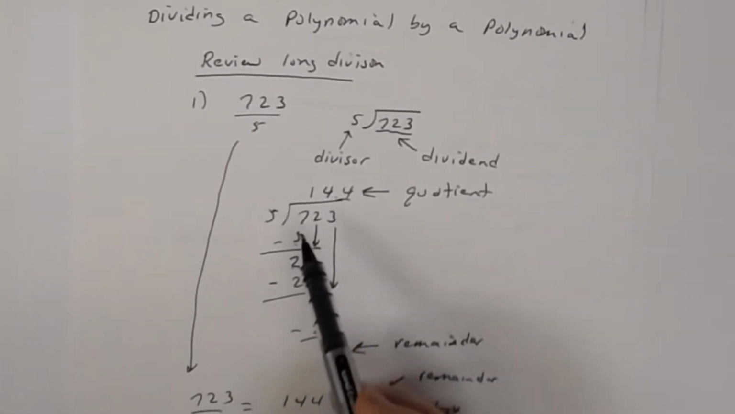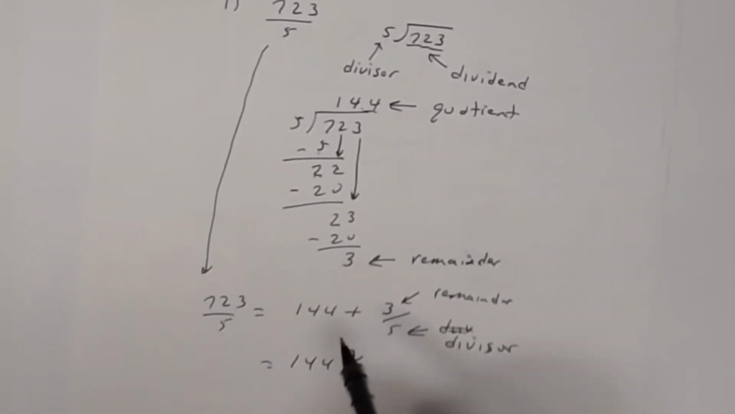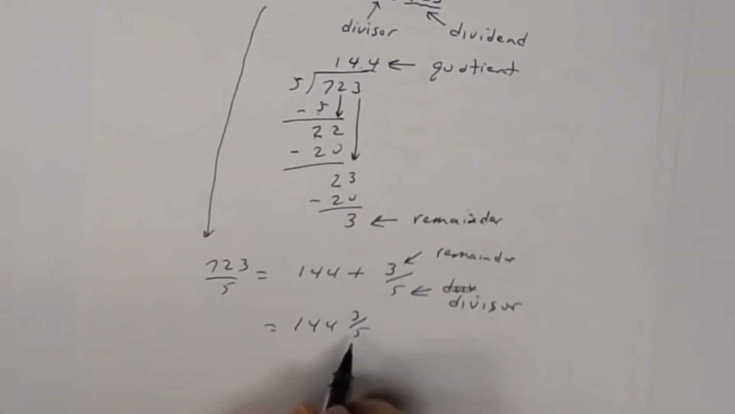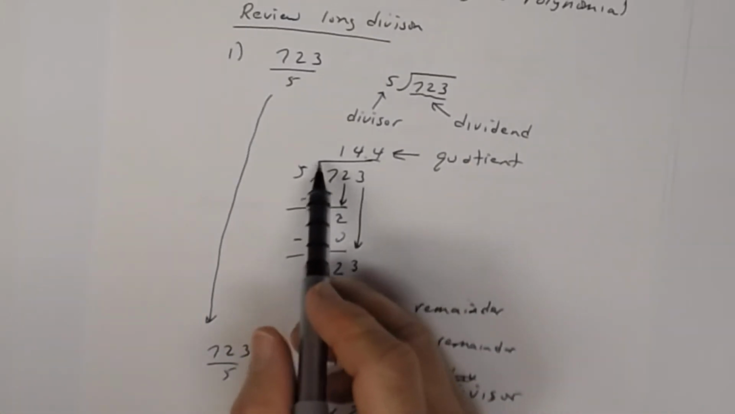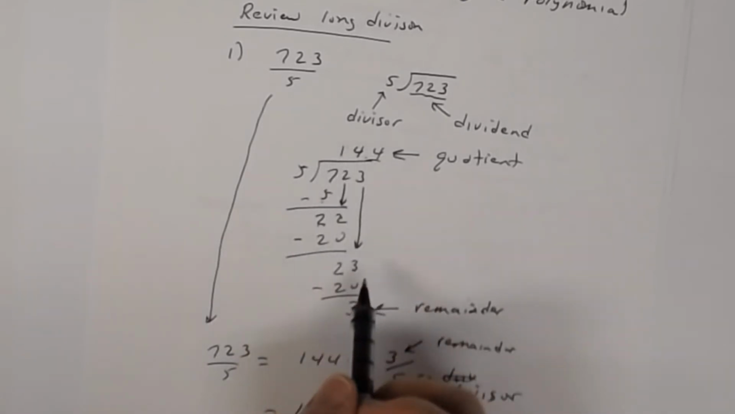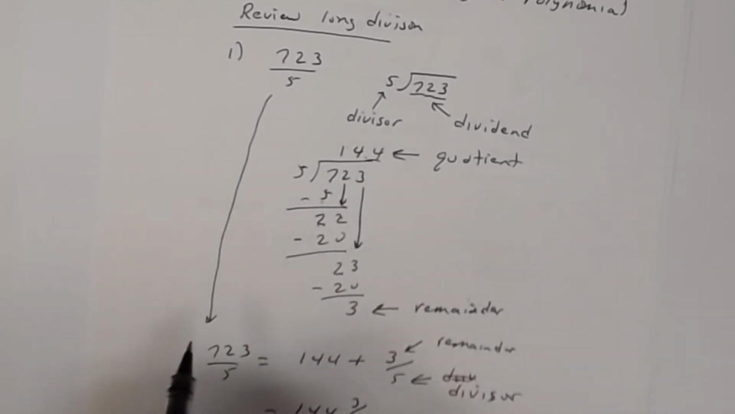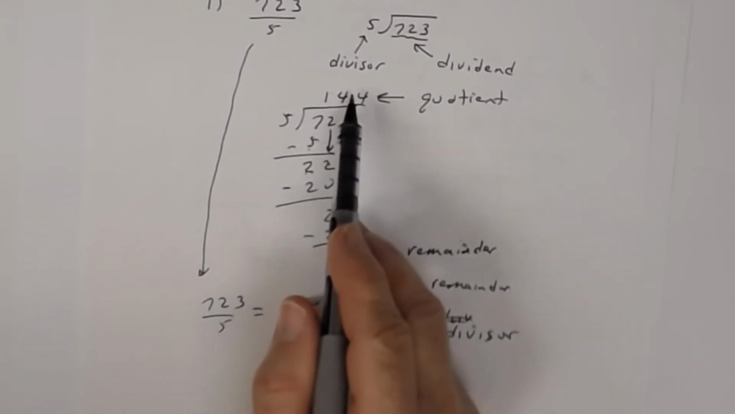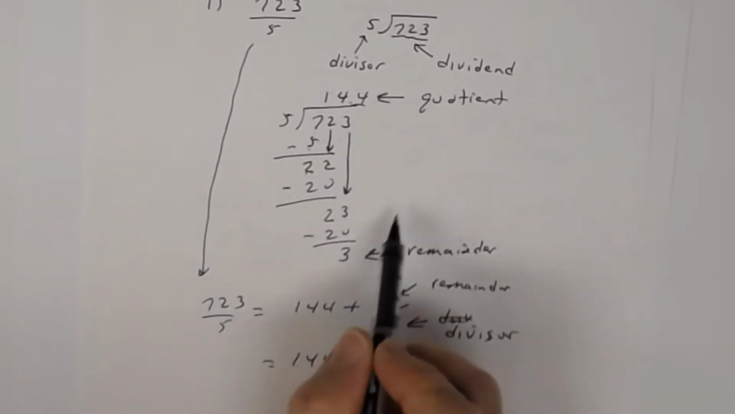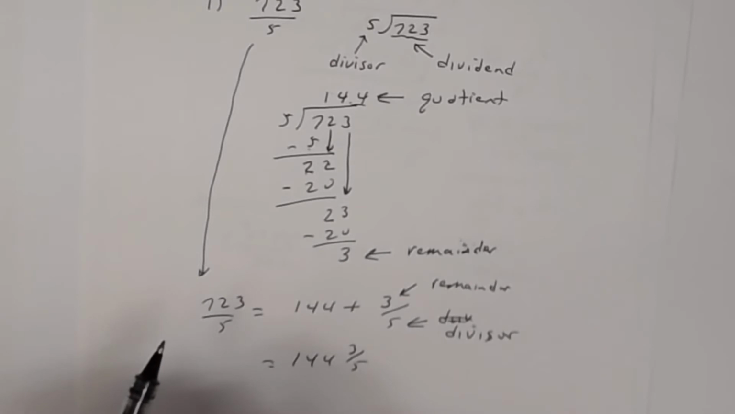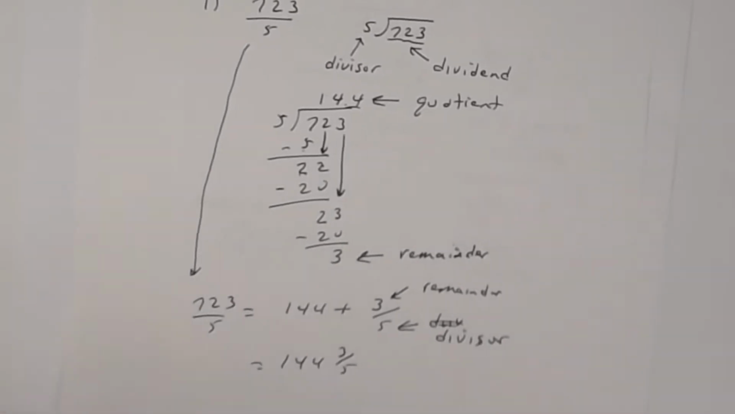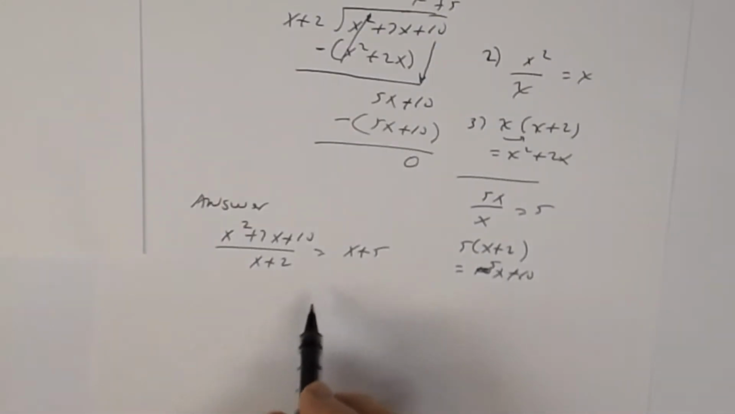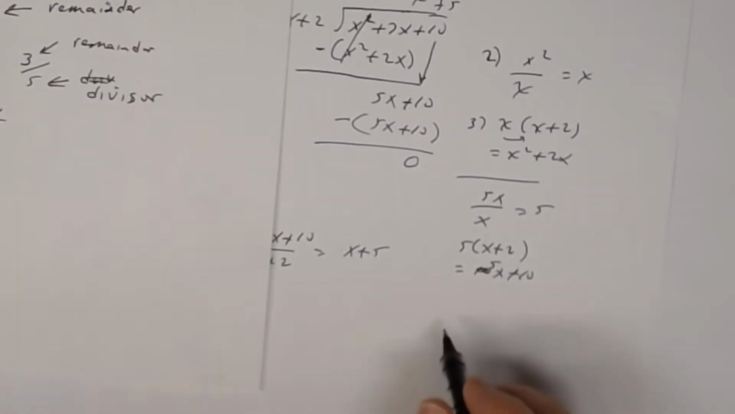Right here, remember what we did to check was we said 5 times 144 plus 3, right? 5 times 144 plus 3. So basically what we're saying is this times this plus the remainder better give us 723. 5, the divisor times the quotient plus the remainder better equal the dividend, correct? All right. So let me remind you about this. Let me write it out.